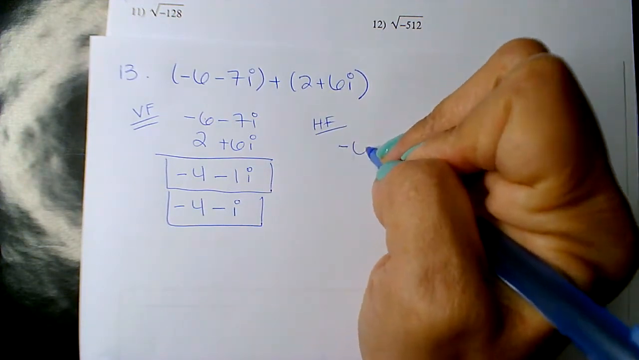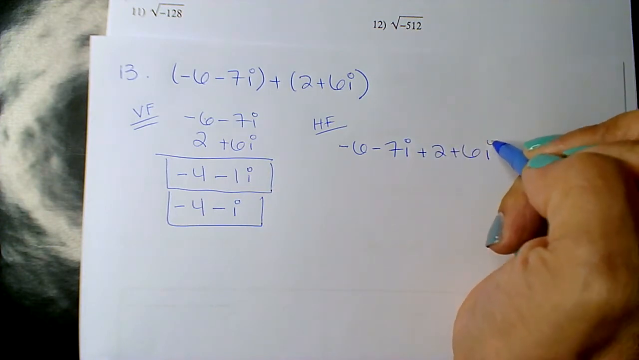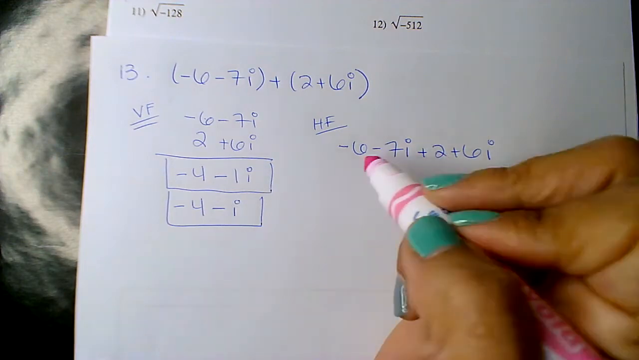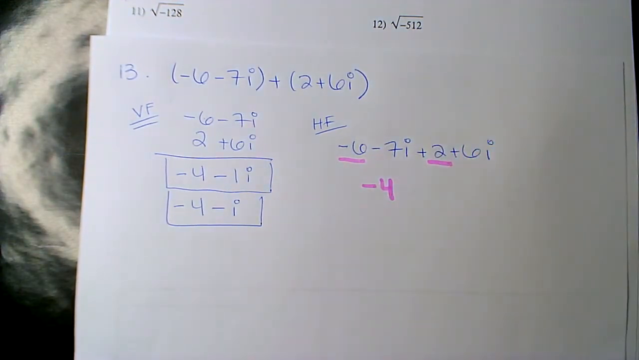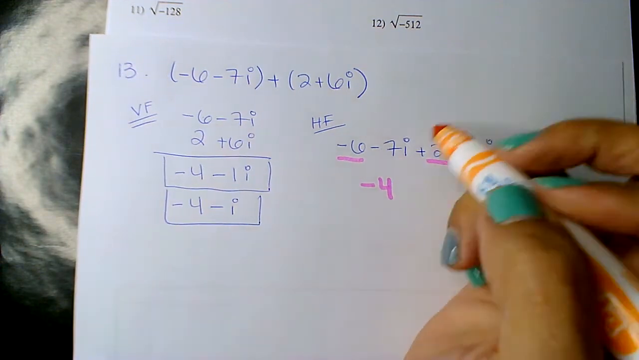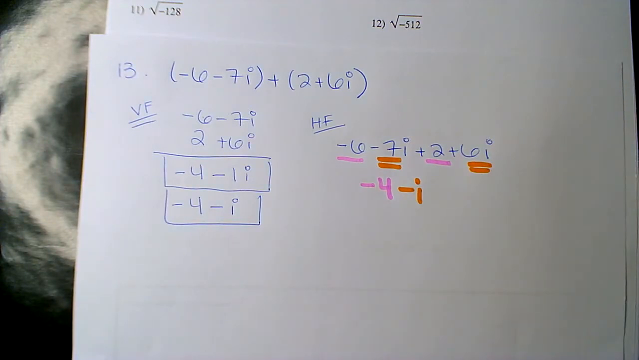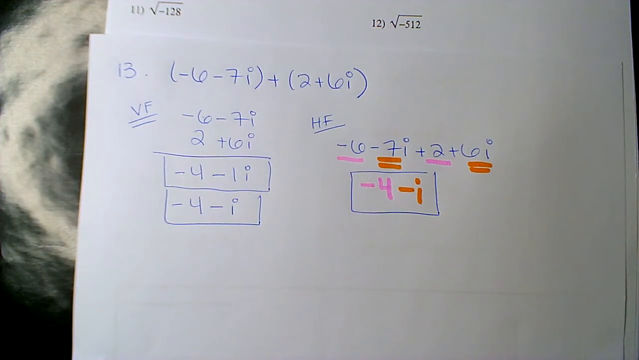Okay, horizontal format. If you want to write it in a line and just drop your parentheses, that's fine, and you can cross out as you go, or if you want to use markers, these are my real numbers, and here's my imaginary. So it's up to you. Can you do it in your head? You can do it in your head. So just pick what you like.